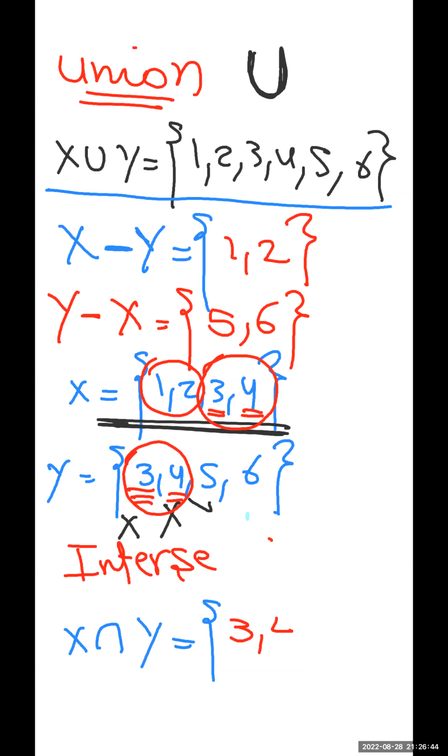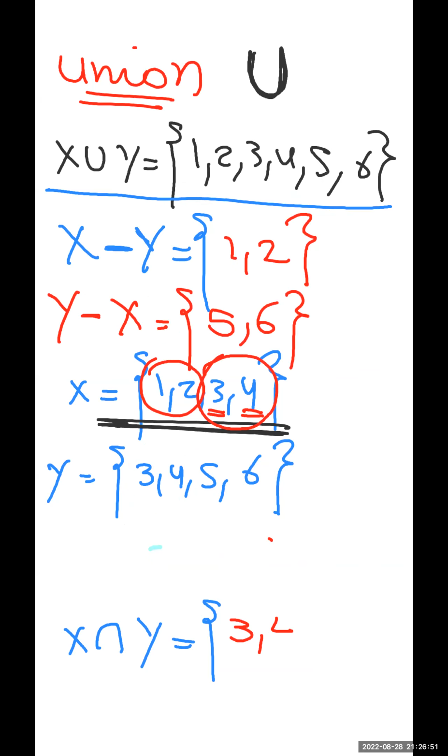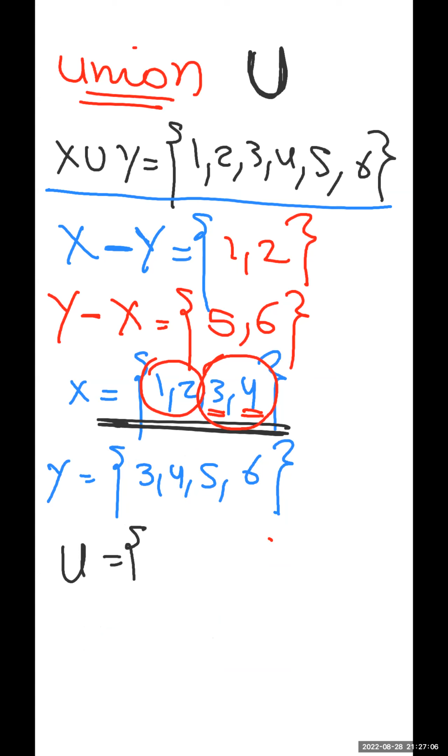Now, guys, there is one set including all elements of X and Y. Its name is the universal set. If the universal set equals 1, 2, 3, 4, 5, 6, 7, 8, enough. Universal set means a set consisting of all elements.